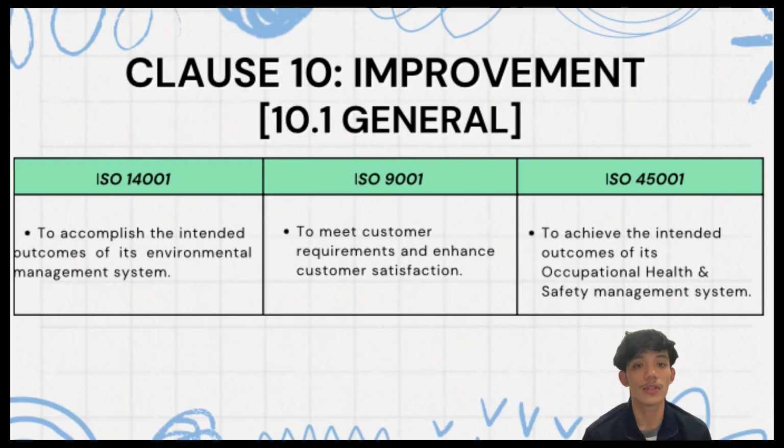Next, I will continue explaining clause 10, which is improvement. In 10.1 general, ISO 14001 states that to accomplish the intended outcomes of its environmental management system; in ISO 9001, to meet the customer requirements and enhance customer satisfaction; in ISO 45001, to achieve the intended outcomes of its occupational health and safety OH&S management system.